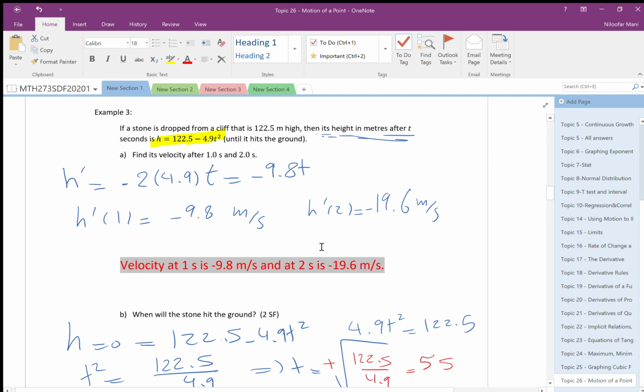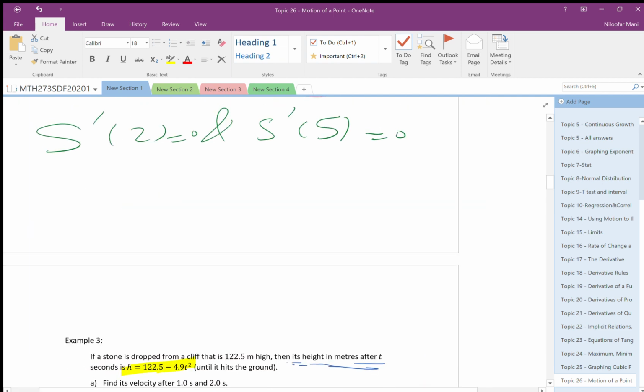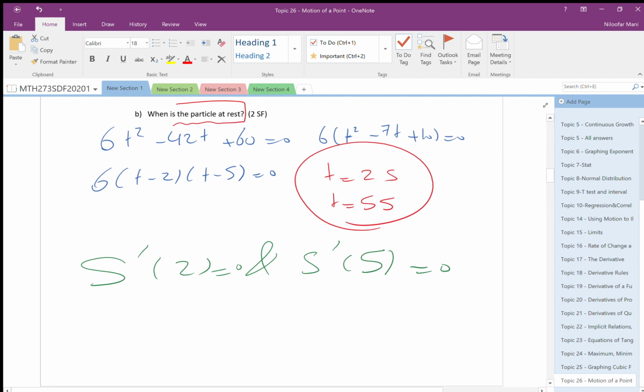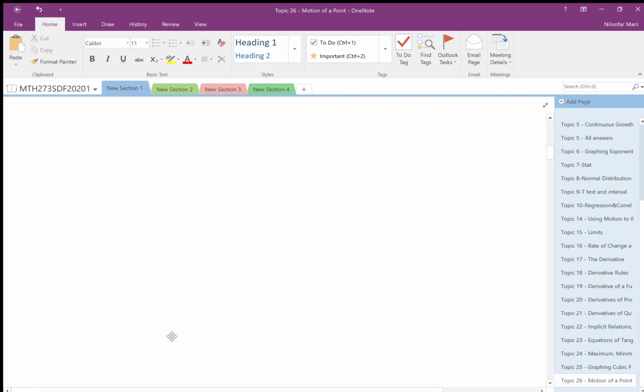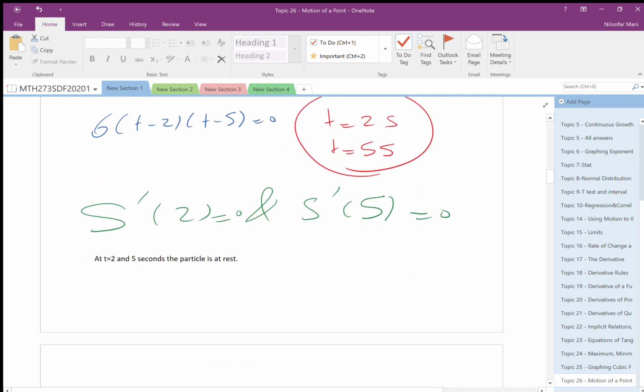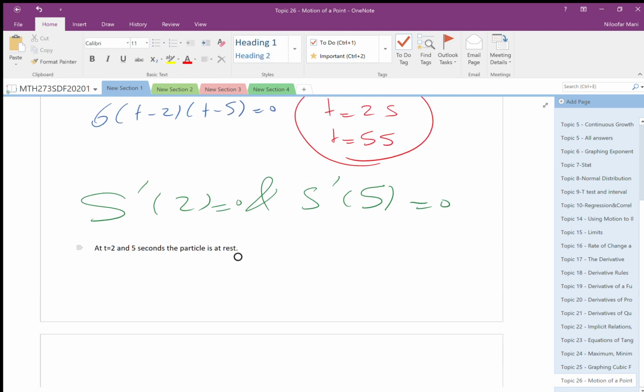Right now that I'm doing this with the video, I don't do all the sentences, but I will add them later. So for example, here you have to say at t equal 2 and 5 seconds the particle is at rest. And you all know, and I told you several times, don't write the answer is, for example, don't write the answer is 2 and 5. So this doesn't have any meaning.